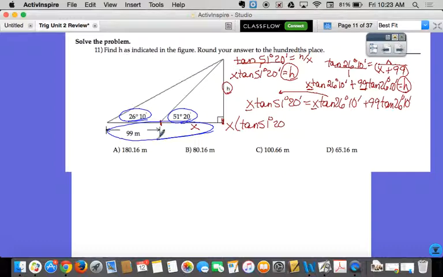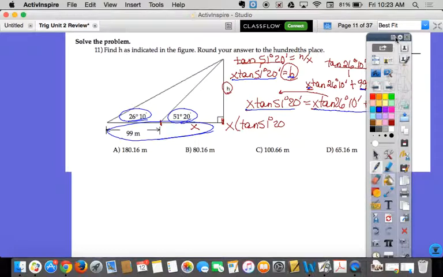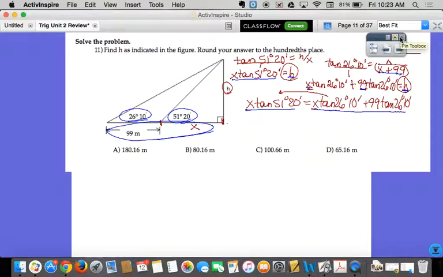We cross-multiplied both equations so that we could get them equivalent to x. On this one, we had to distribute, so we distributed the x and the 99, but we had them equal to h. Since they're both equal to h, set them equal to each other. Now, I was going to move kind of quickly there, but let's just take it slow since we got a little bit extra time now.